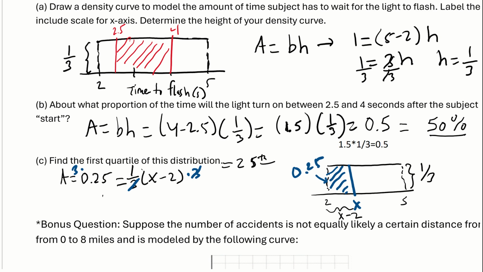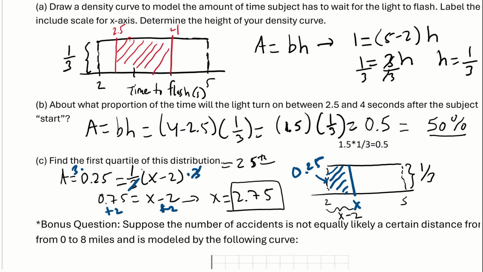So multiply by 3 on both sides, and this is 0.75 equals x minus 2. And then we can add 2 to both sides. And we get x is equal to 2.75. So this is my 2.75 seconds is my 25th percentile.